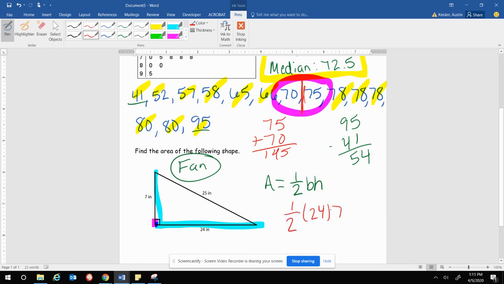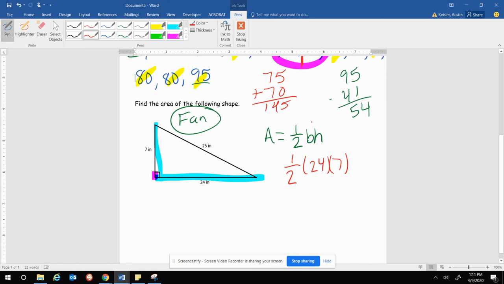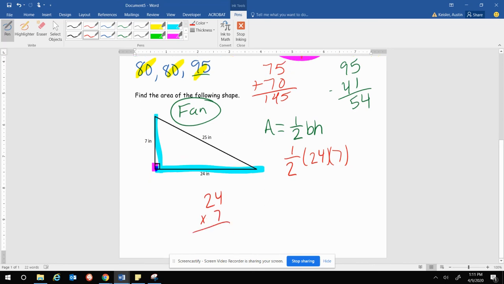Just to keep it simple, remember we always multiply. I always teach y'all to multiply these two first, just so you don't ever go out of order or anything. So 24 times 7. I know 7 times 4 is 28. And I know 7 times 2 is 14. And 14 plus 2 is 16, is 168. Do not forget this half. This is the biggest mistake we make right here.